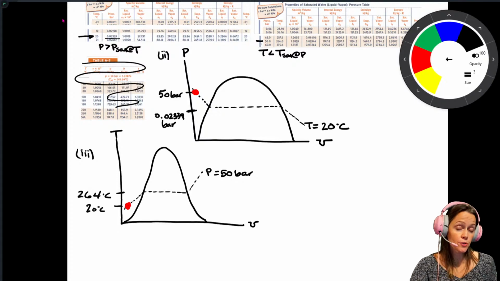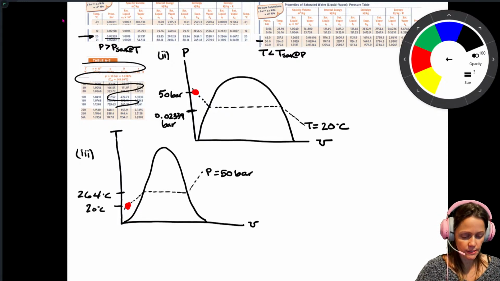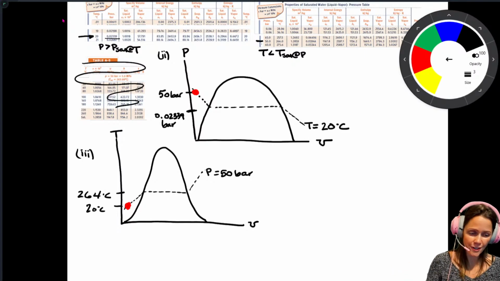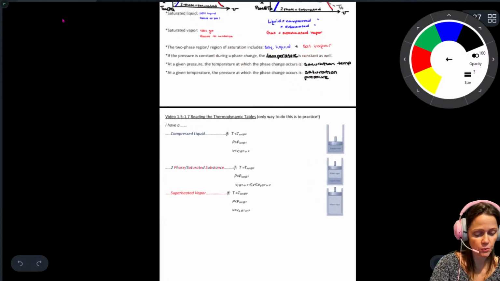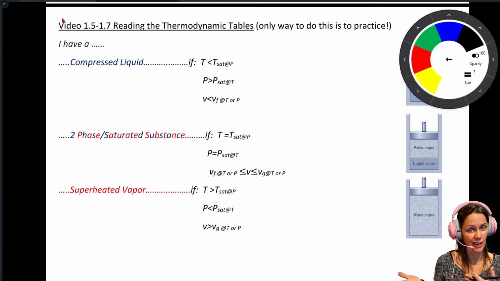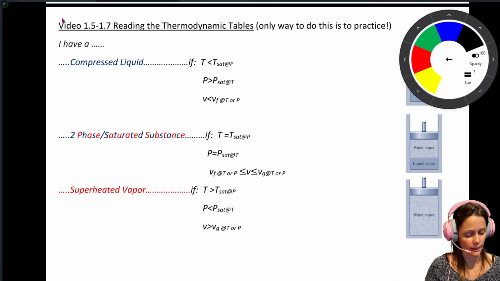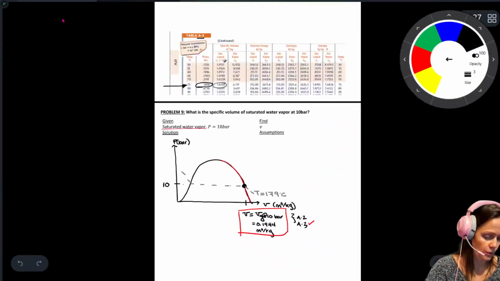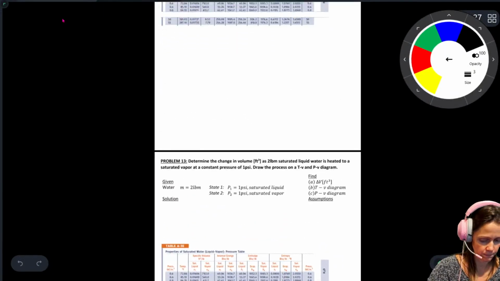So you can use those lines of constant temperature and constant pressure on PV and TV diagrams respectively to figure out what state it's in, and justify to yourself, and it's important to be able to do that, but at minimum you need to memorize these rules here, and if you do that, your life will be a lot easier. Okie dokie. So let's keep on going.